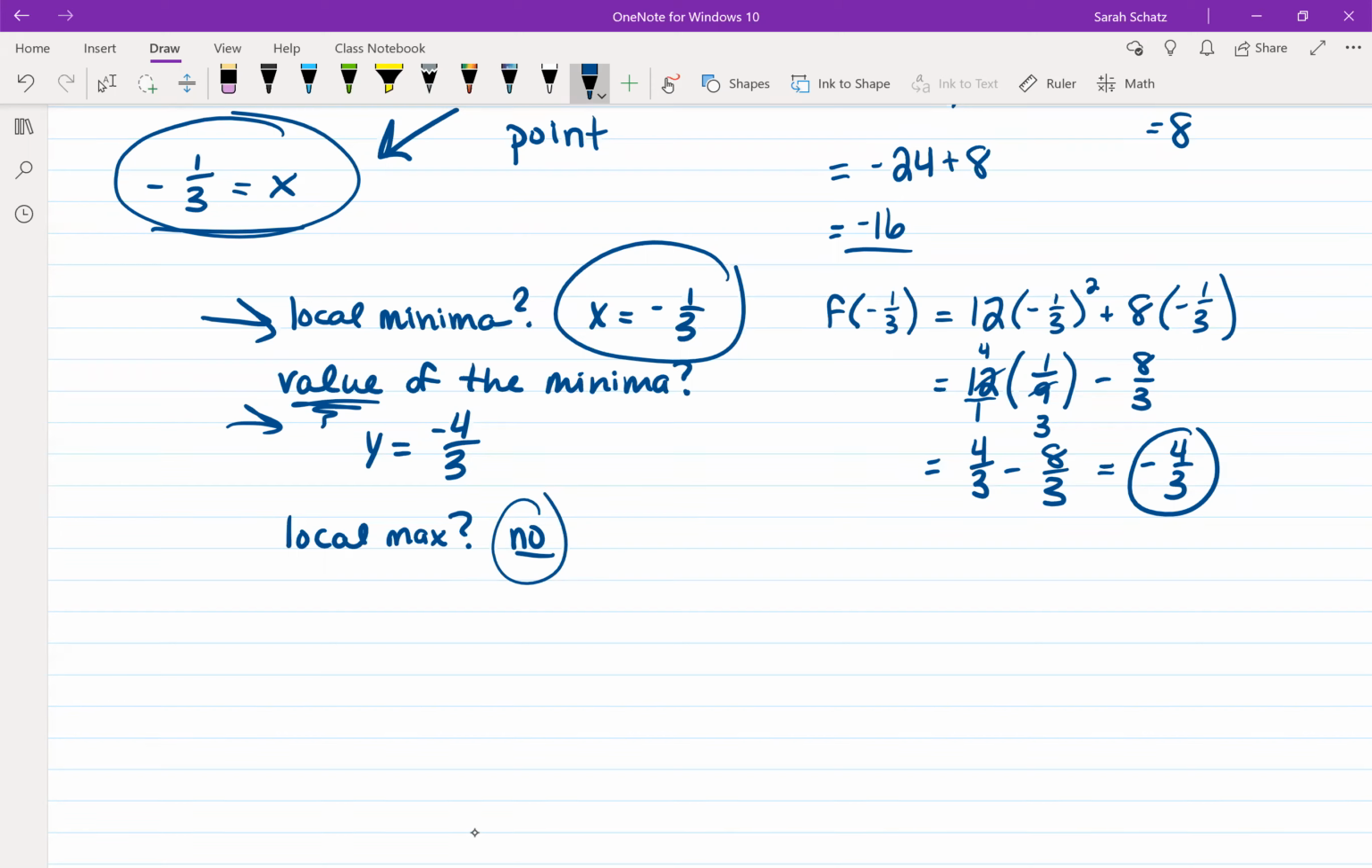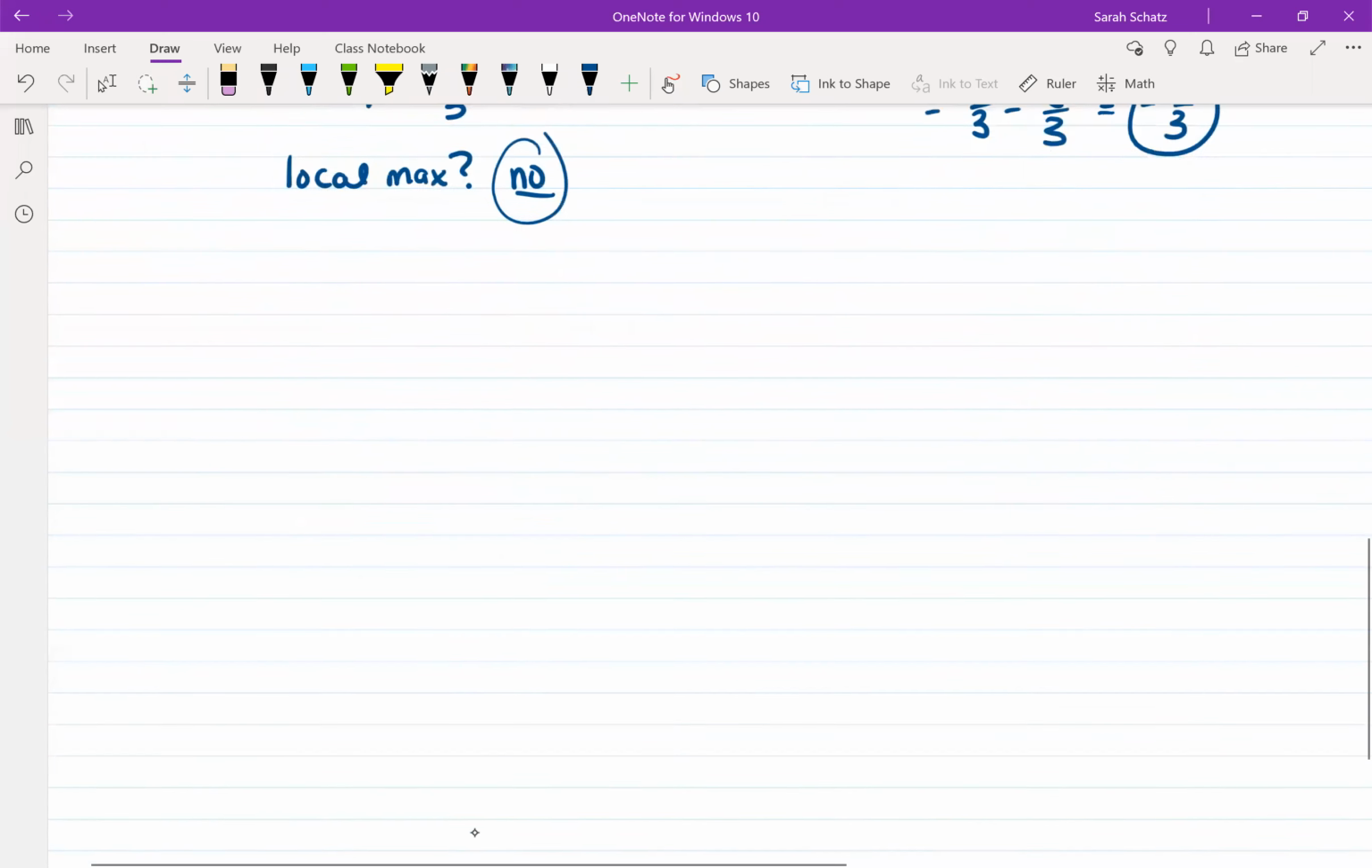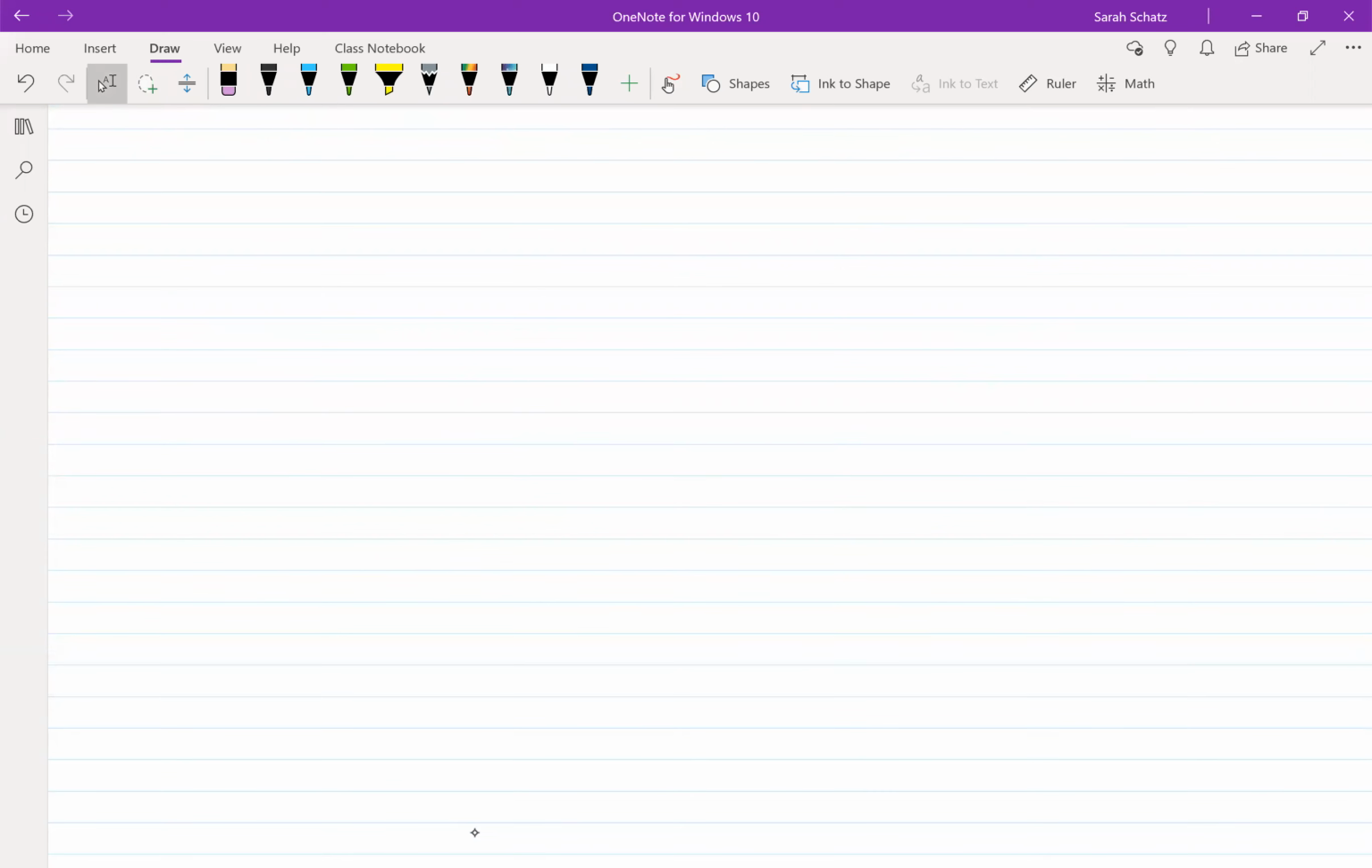Okay, so let's do another one. You guys, let's do one that's a little more complicated. We haven't had one with more than one critical point yet. So I have it, I just have to reference it real quick. x cubed plus 3x squared minus 9x plus 4. I'm going to write this really fast so I don't forget.